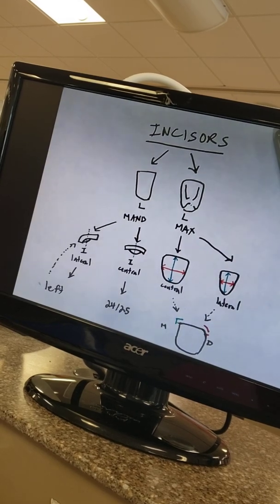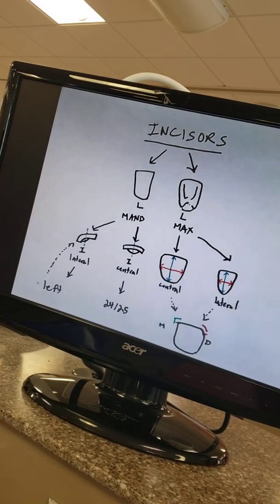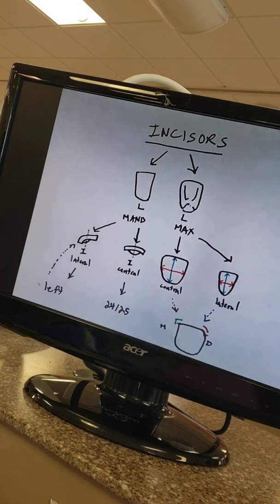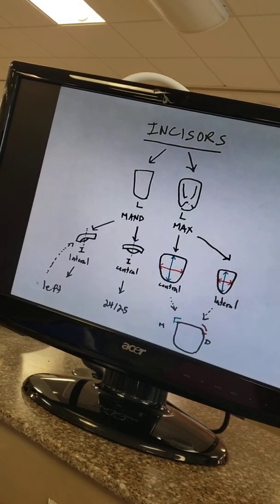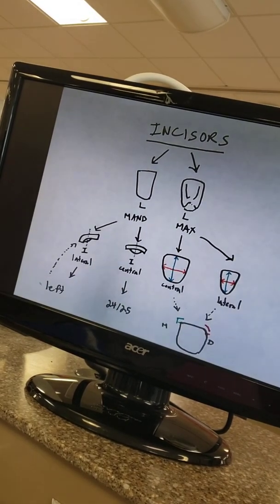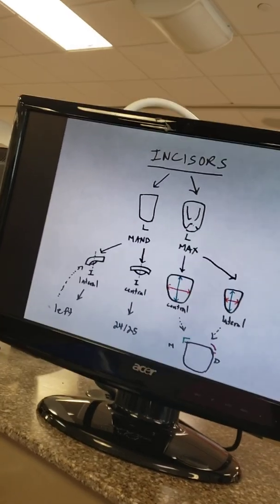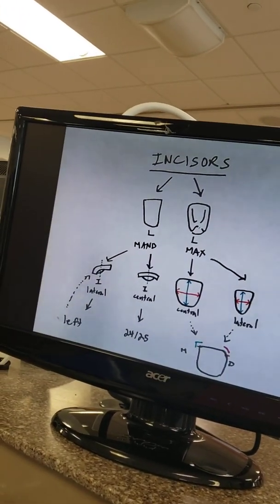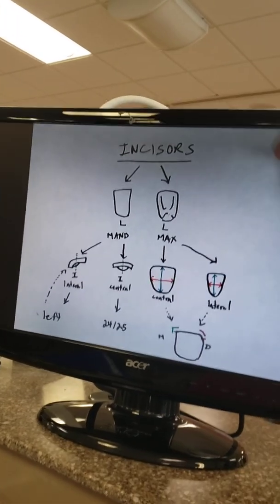Okay. So those are the incisors. Those are the easier ones in the anterior region. We'll move on to the bane of your existence, which is basically the canines, and they will continue to haunt you for the rest of the semester.